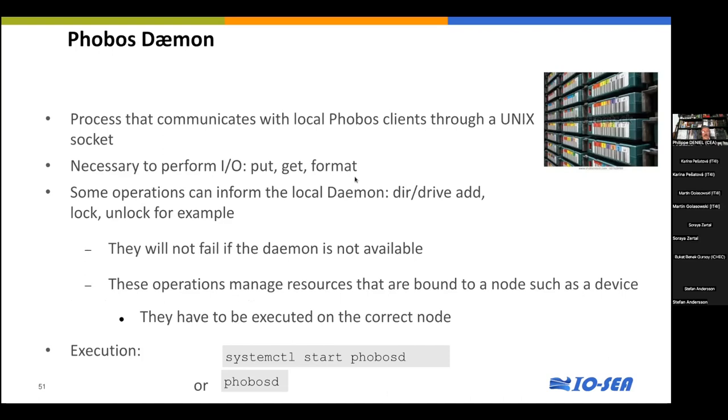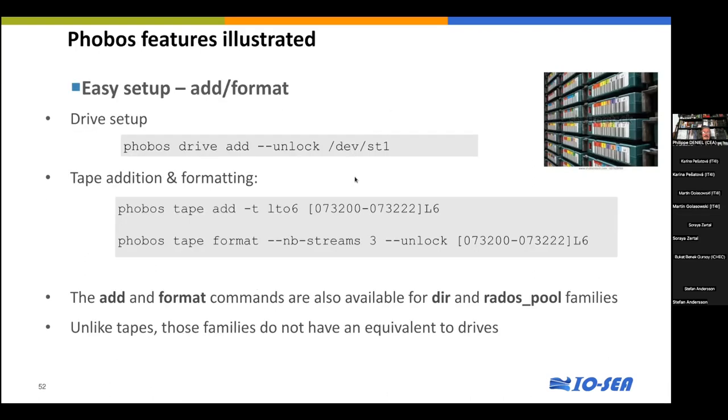Phobos is managed by some daemons. So we have the Phobos daemons, which are required for the client system to operate, and it's a daemon which you usually start using the systemctl command. I'll be quite quick on that. So you can add a drive, to manage disk and tape, sorry. And you can add tapes. So this is how you add a tape, telling it it's an LTO6 tape, and you add it and you format it so that you can address it in the Phobos software. Other resources such as disk and Rados pool follow the same kind of logic. So everything is quite homogeneous.